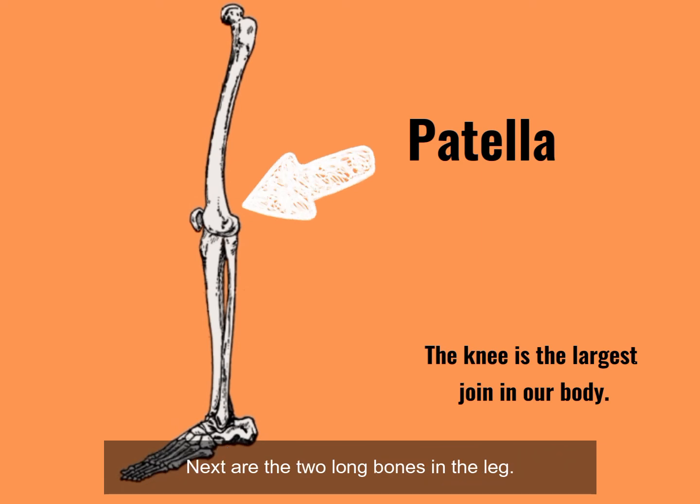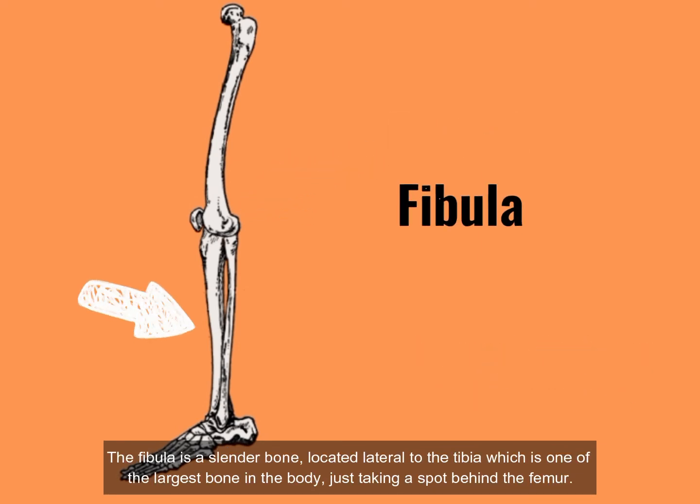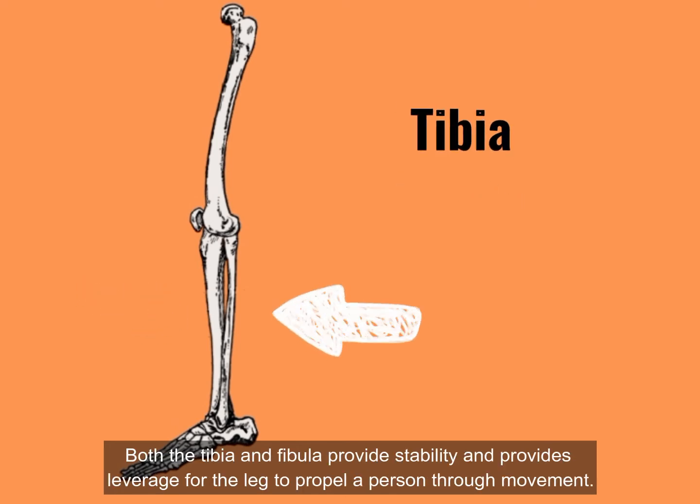Next are the two long bones in the leg. The fibula is a slender bone located lateral to the tibia, which is one of the largest bones in the body, just taking one spot behind the femur. Both the tibia and the fibula provide stability and provide leverage for the leg to propel a person through movement.